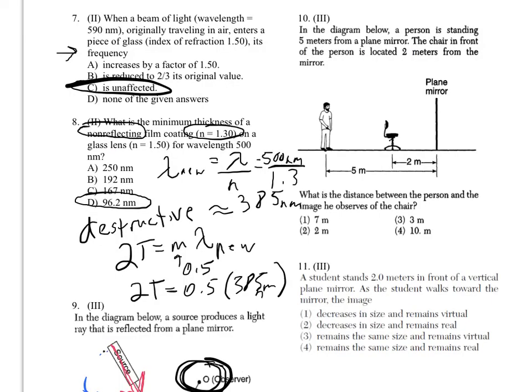In the diagram below, a person, number 10, is standing 5 meters from a plane mirror. The chair in front of the person is located 2 meters in front of the mirror. What is the distance between the person and the image of the chair?